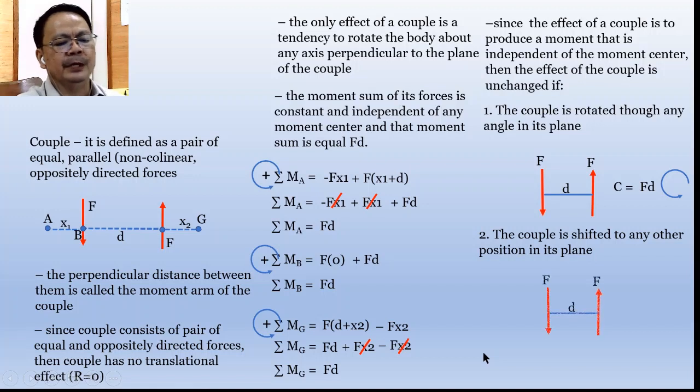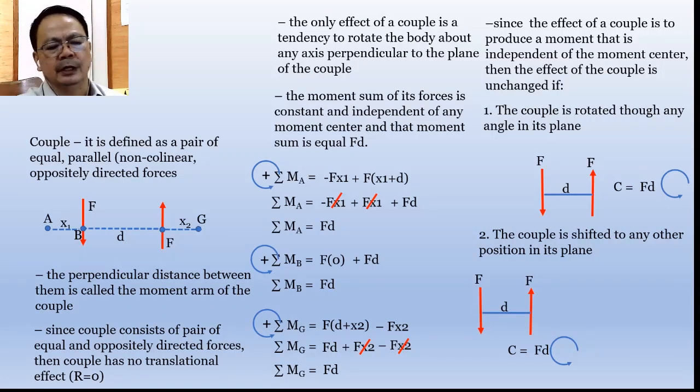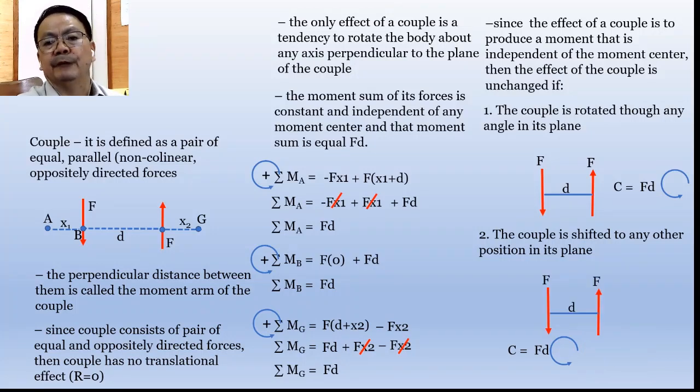Halimbawa, we have here a couple. Again, this couple will have a magnitude equal to the product of F multiplied by D, and it will cause a rotation in the counterclockwise direction. If this couple is shifted to another position, from the center to somewhere at the left, the effect of the couple will not be changed. It will remain as the product of F multiplied by D. Even if the couple is shifted in this position, then the effect of the couple will not be changed, and it has a magnitude equal to the product of F multiplied by D. That's how we state that property of the couple.